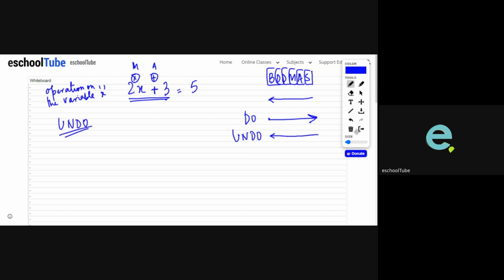So if it is 2x plus 3 is equal to 5, you are doing addition and you are doing multiplication. Now you have to find x. So first you will undo addition. Undo means if it is added, you subtract it. Either you subtract on the left hand side, or you take this on the other side, where it will get subtracted. किसी भी तरीके से आप कर सकते हो.